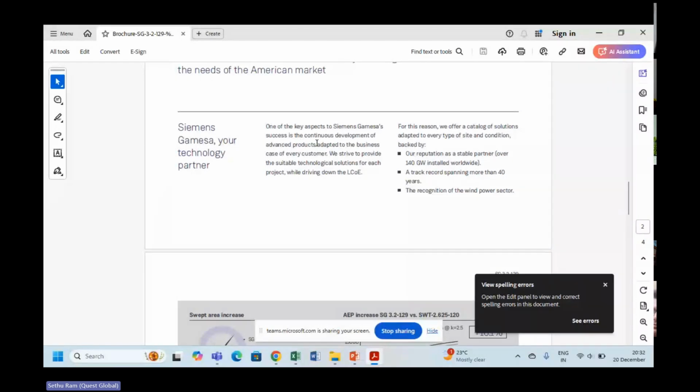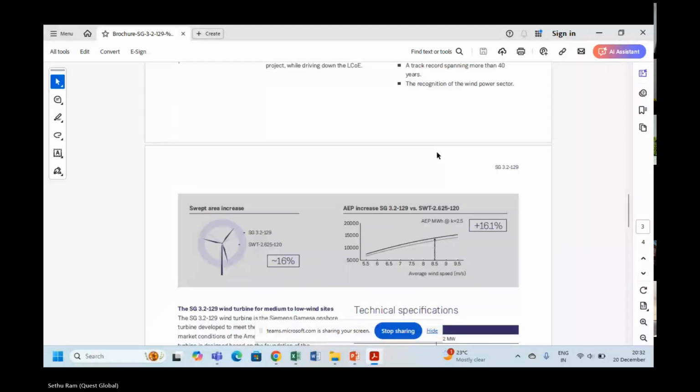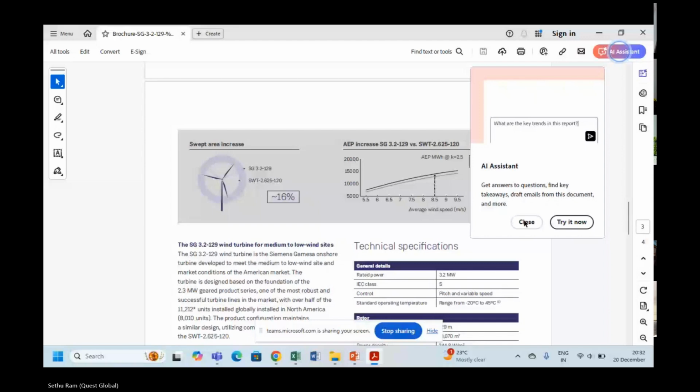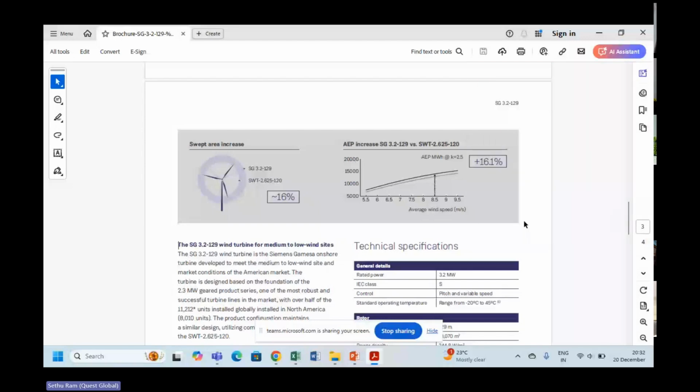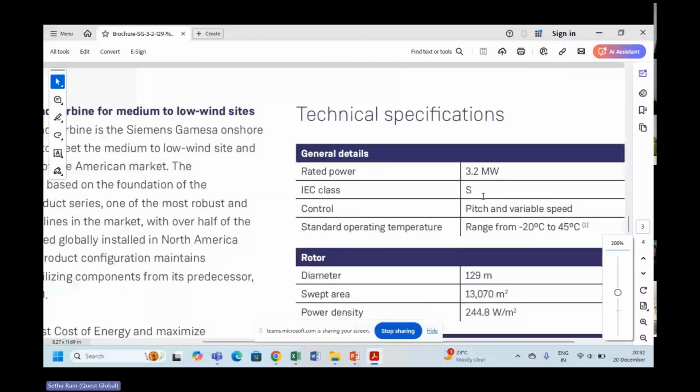Yeah, we use NX only for the design software and ANSYS for the analysis purpose. Which software, sir? NX. See here, if we take one wind turbine, the rated power is 3.2 megawatt.